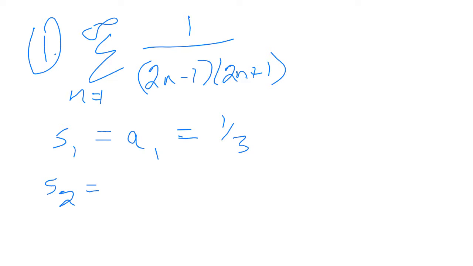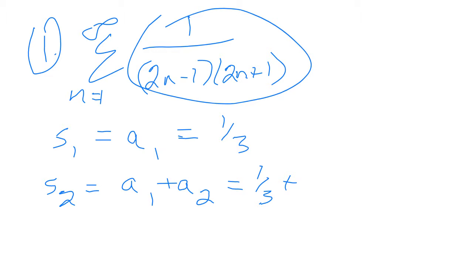S sub 2, the second partial sum, is A1 plus A2, which is going to be 1/3 plus, and then when we plug in 2 to this sequence, we're going to get 1 over 4 minus 1 is 3 times 4 plus 1 is 5. So 3 times 5 would be 1/15. Is that correct? And then, of course, we can get a common denominator. That's 5/15 plus 1/15 is 6/15. And then that reduces, if we divide top and bottom by 5, to 2/5.